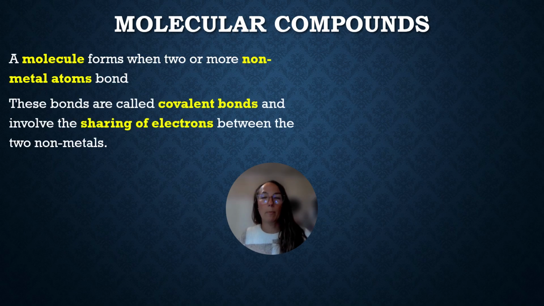Okay, molecular compounds. So ionic compounds are recognized because we would have one from each side of the periodic table, a cation and an anion, a metal and a non-metal, but don't say that, don't write it. Molecular compounds have two or more non-metal atoms.